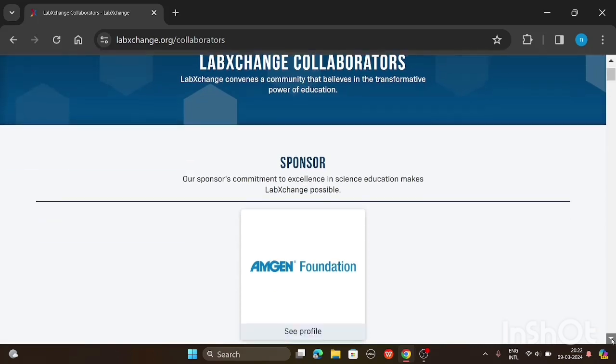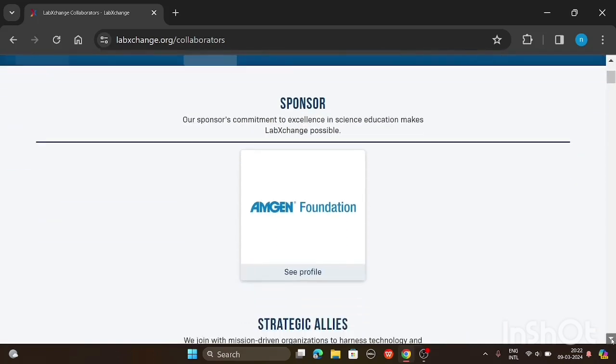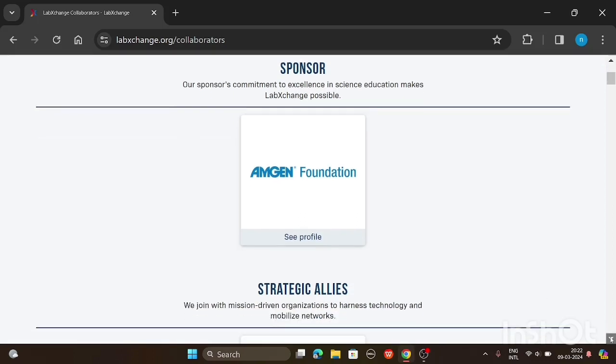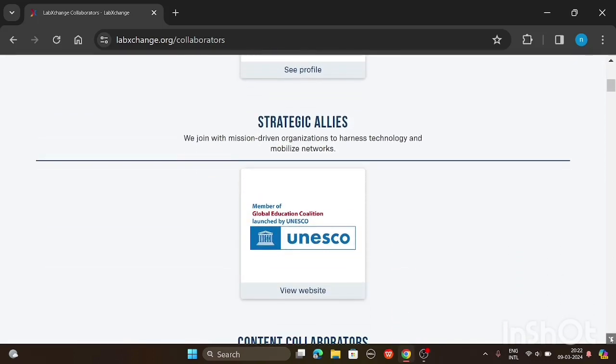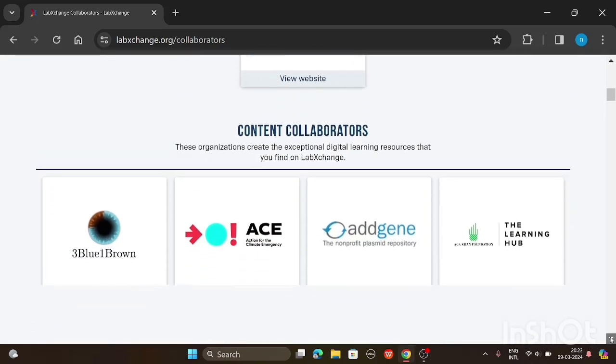The main sponsor and contributor of LabXchange is the Amgen Foundation. The Amgen Foundation is a foundation set up by Amgen. Amgen is a biopharmaceutical and biotechnological company, and LabXchange receives its funding from the Amgen Foundation. The strategic ally is UNESCO, so it is also supported by UNESCO.